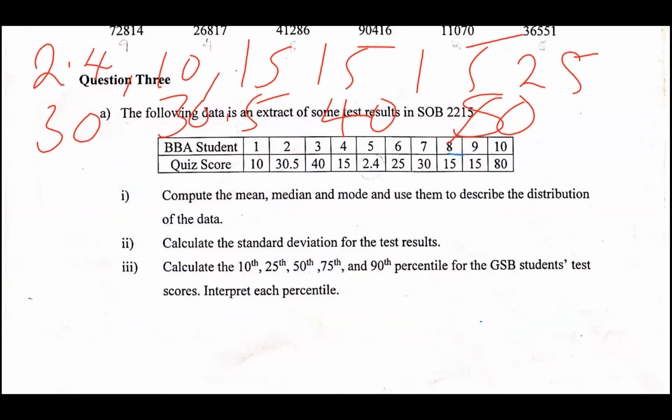Calculate the 10th, 15th, 50th, 75th, and 90th percentile and interpret the result. You know how we find the percentile? So it's the number of the percentile divided by?